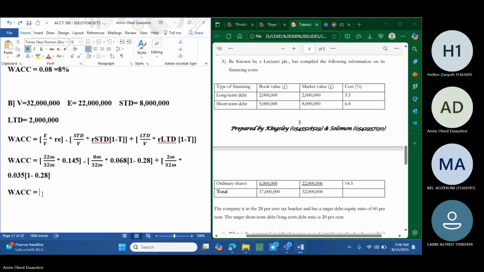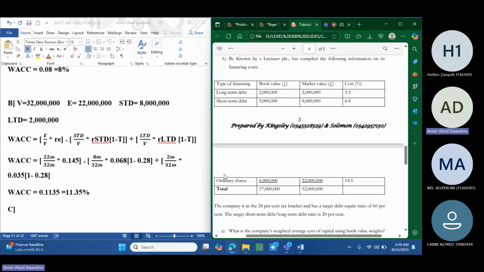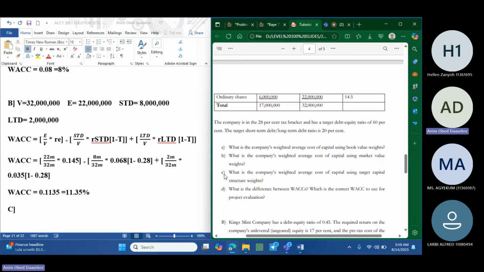0.1135. 1135. To 11.35%. Okay. C is calculation of WACC using target capital.